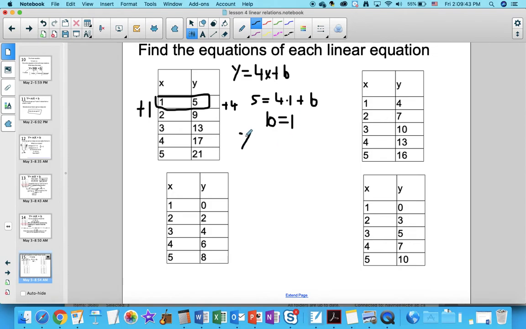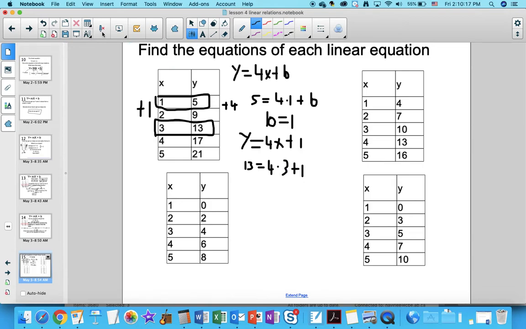So my equation should be y equals 4x plus 1. And I can check my answer. Let's pick a higher number. Let's pick 3 and 13. All right, so now I have 13, right? I'm replacing the y with 13 equals 4 times, what's my x? 3 plus 1. BEDMAS, 4 times 3, 12 plus 1 is 13. It matches, it works. And that's how you find the equation.